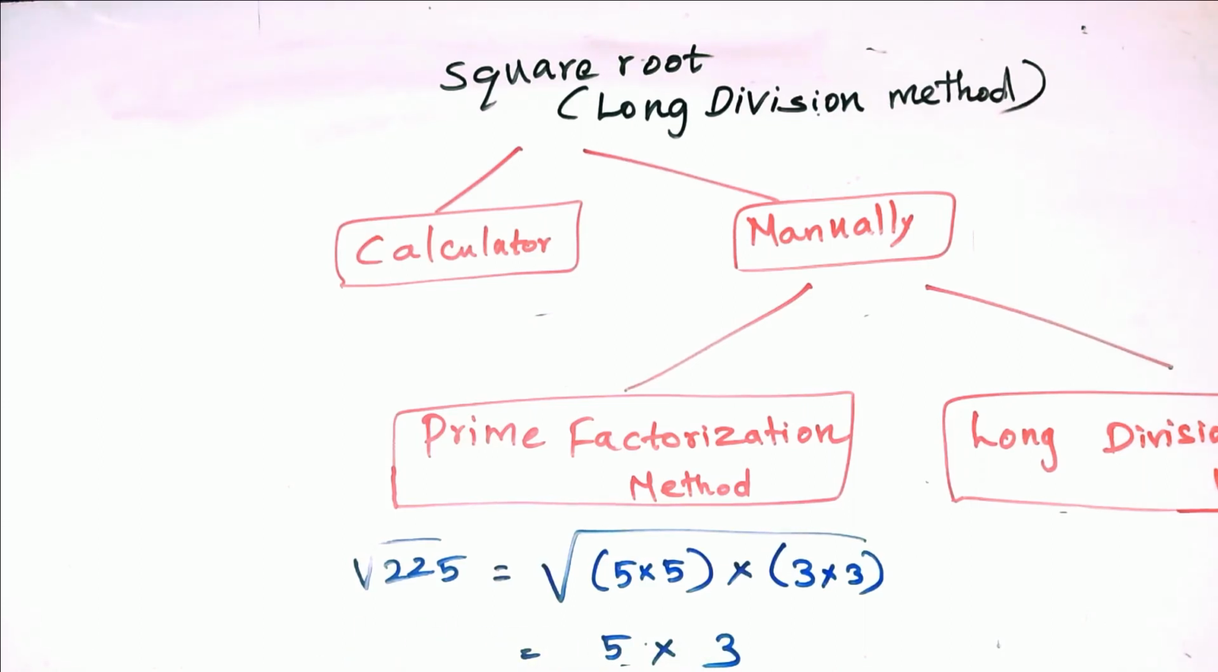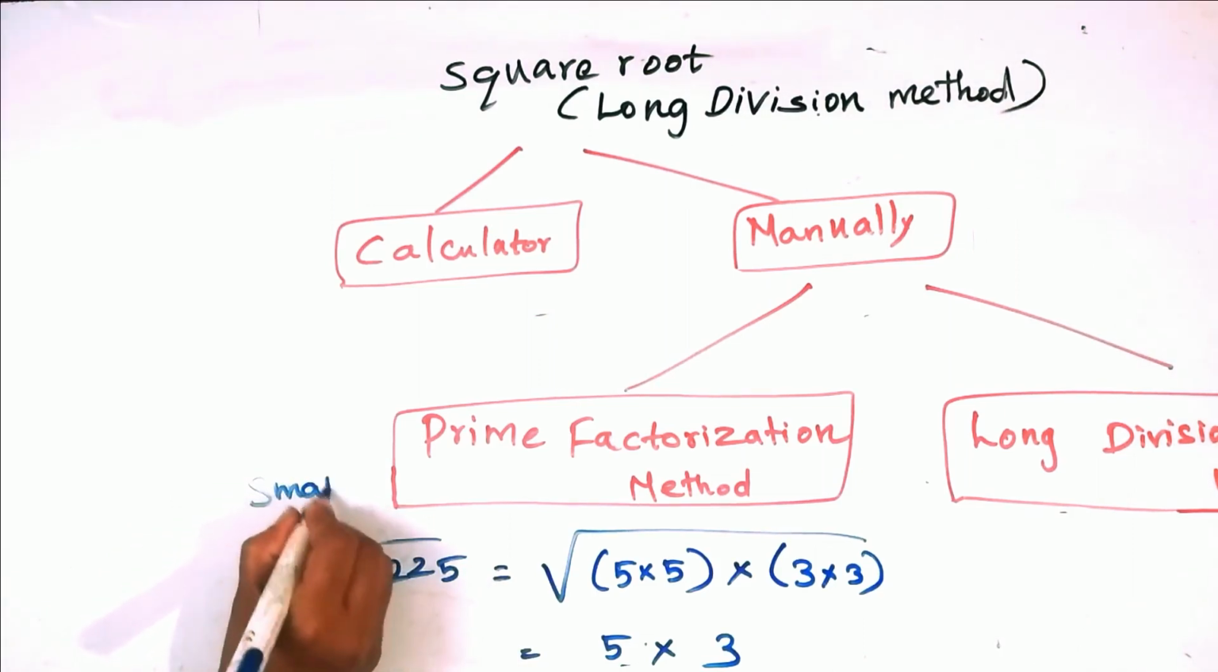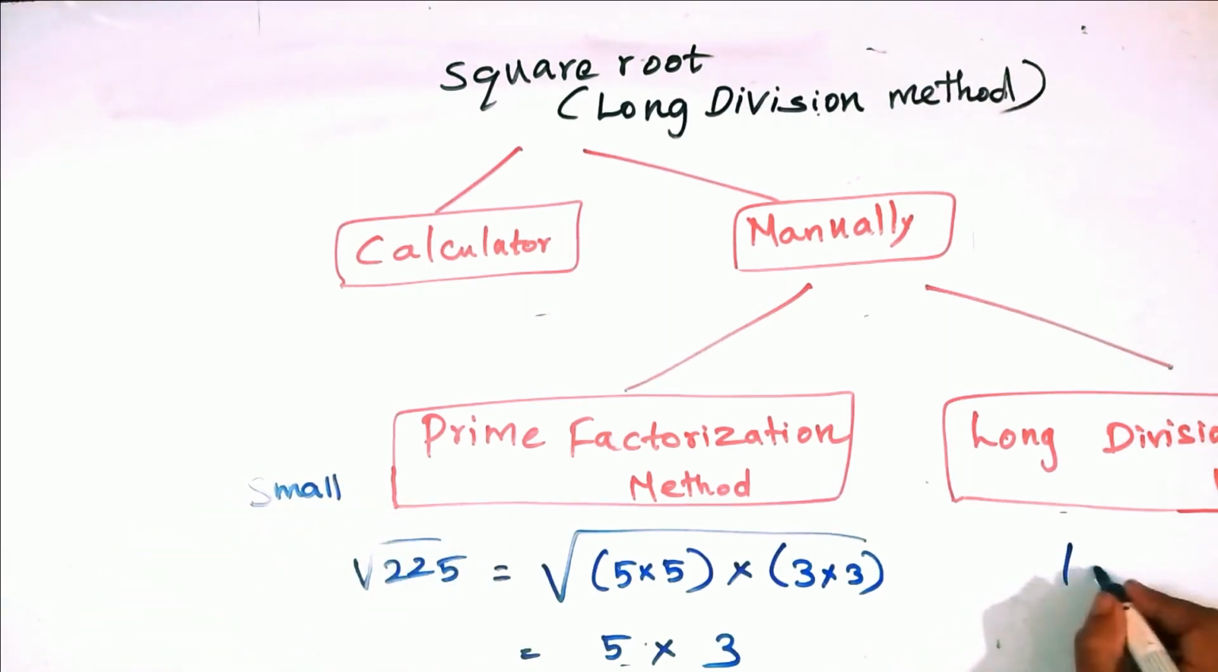But why can't we just use prime factorization every time? Well, if a number is large, it will take us a lot of time to reduce it to its prime factors. So the prime factorization method is useful only for small numbers. And for large numbers, we can use the long division method.